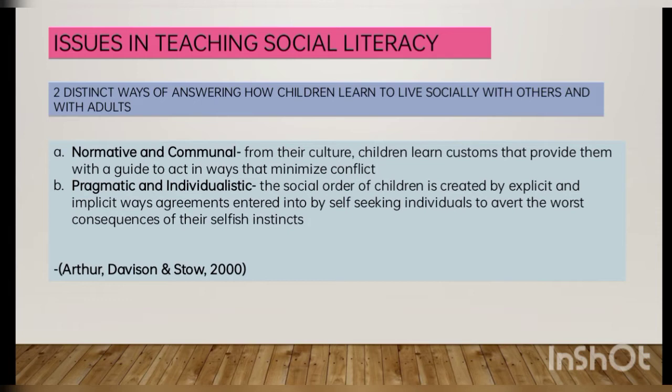There are two distinct ways of answering the question of how children learn to live socially with each other and with adults. The first one is the normative and communal approach, where from their culture, children learn customs that provide them with a guide to act in ways that minimize conflict. Dahil daw sa kanilang kultura, yung kinamulatan nilang pamumuhay ang naging instrumento para mabawasan nilang ma-engage sa mga conflict.